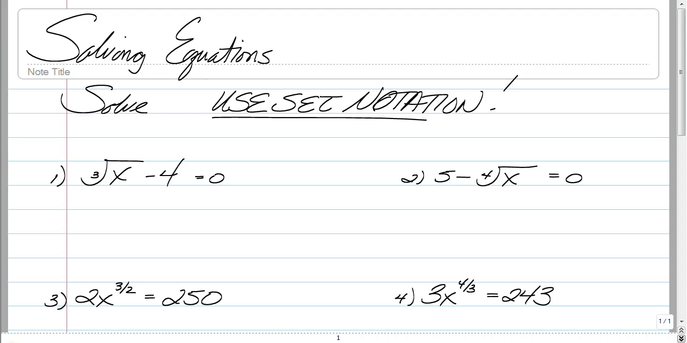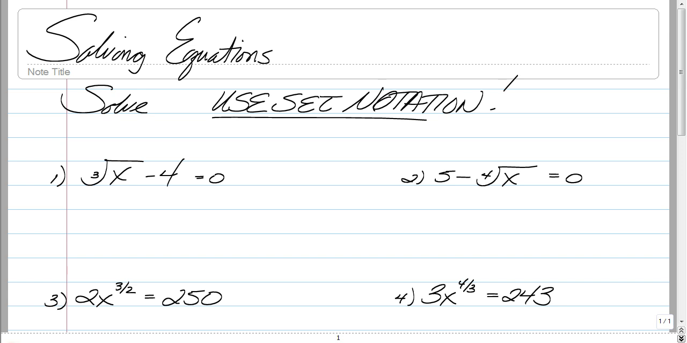Let's solve some fun equations. Keep in mind that I would like your answers written in set notation because we might have some extraneous solutions from time to time with these because of our restrictions when we're taking even roots of certain kinds of numbers.